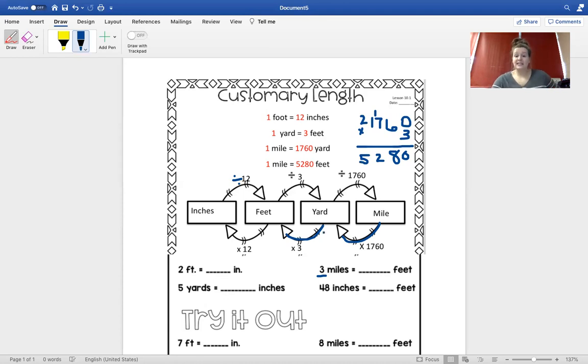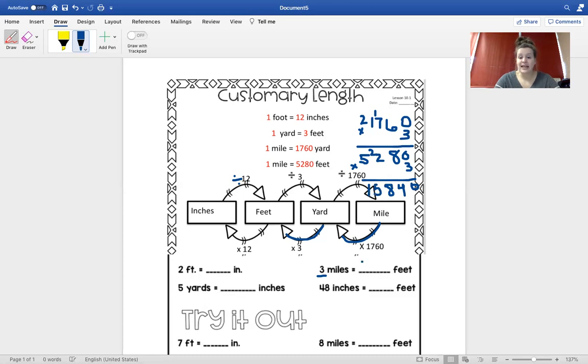Okay, but am I finished? No, because that took me to yards, but I need to get to feet. So now I have to take 5,280 and multiply by 3. Again, 3 times 0 is 0. 8 times 3 is 24, so you drop a 4, you carry a 2. 3 times 2 is 6, plus 2 is 8. And 3 times 5 is 15.